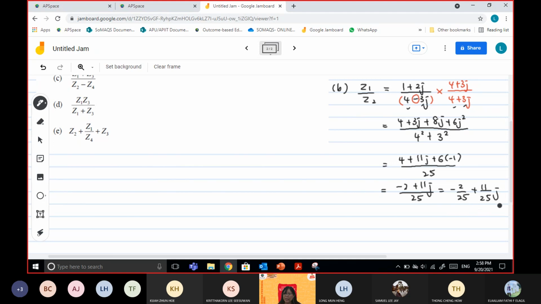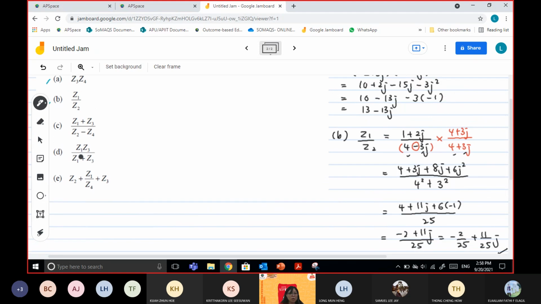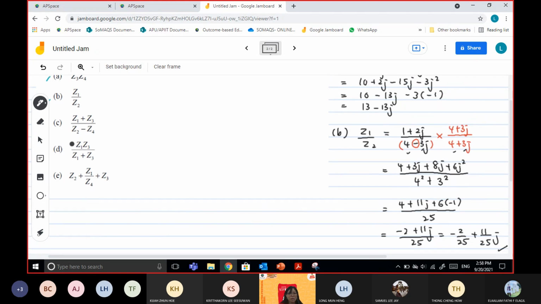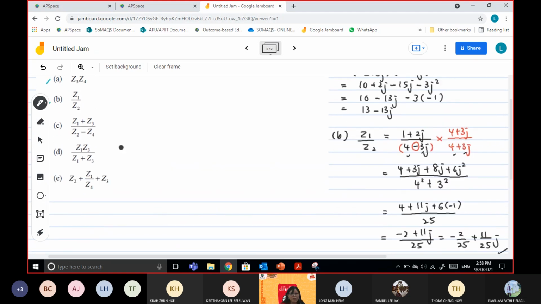Do you get the same answer for B, students? Yes, Miss. The same answer. Okay, thank you. Then we will move on to a more complicated question. For C, we involve addition, subtraction, then a division.